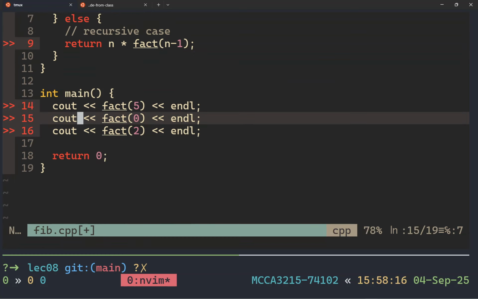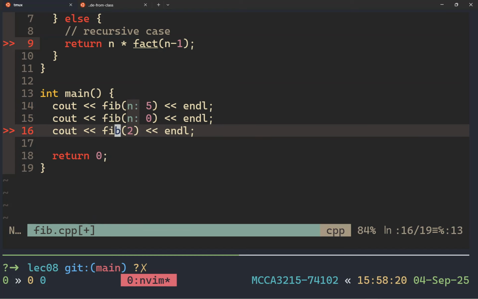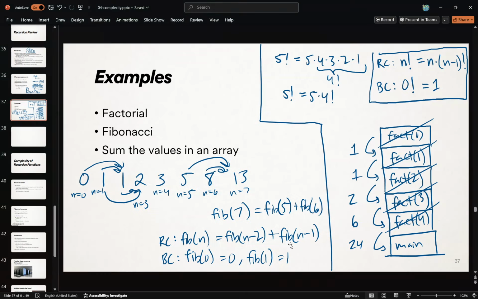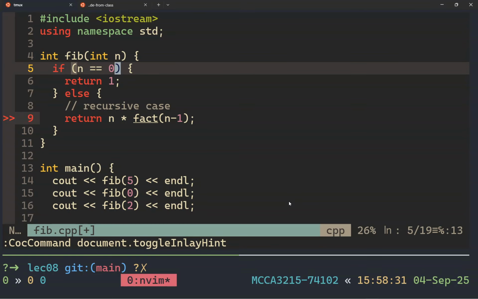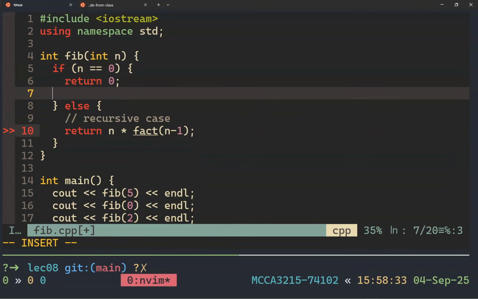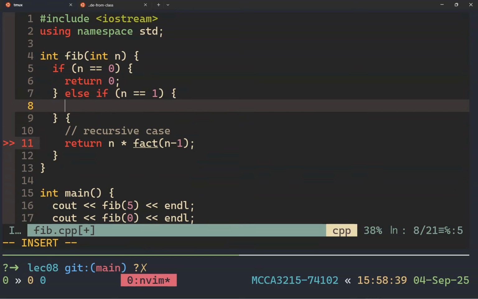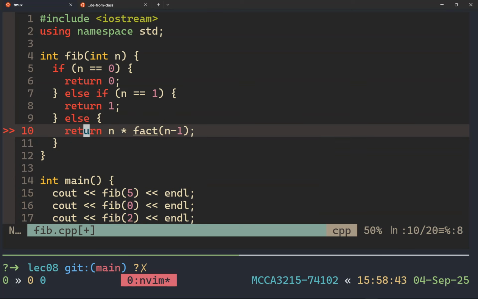Let's do, I don't know, fib of 5. Fib of 0. Fib of 2. Something like that. Let's get those working. So Fibonacci numbers, base cases, it's either 0 or 1. So if it's 0, the answer is 0. Else if n is 1, so I'm asking for Fibonacci number 1, the answer is 1. And then this is just else now.